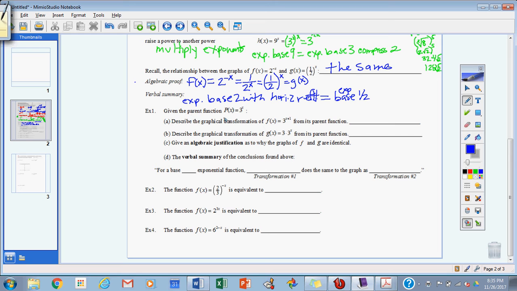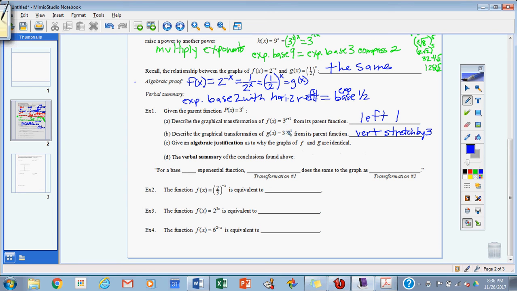So here we go. In practice here, given the parent function p of x equals 3 to the x, an exponential with base of 3, describe the graphical transformation from its parent function. Nothing new, nothing crazy. We would go left 1. You all know that. Describe the transformation to this parent function. Now we have a multiply by 3. It's an integer, so it'd be a vertical stretch by a factor of 3, right? Vertical stretch by 3.